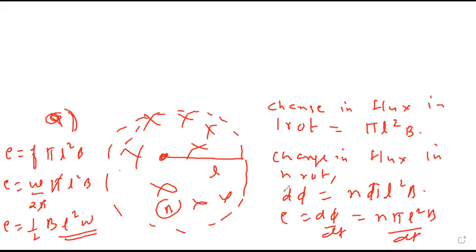Done, sir. Okay. So this much you practice. Next class we'll do some numericals. Then I will start with self-induction, mutual induction, eddy current. Otherwise, I take one more theory and then do numericals on this much. This much part is EMI. The remaining part will be AC circuits.